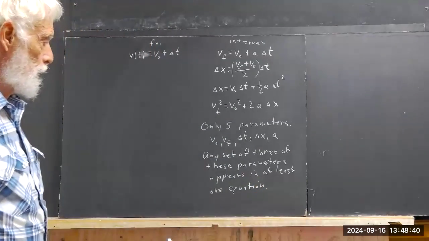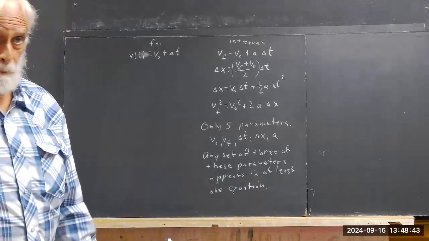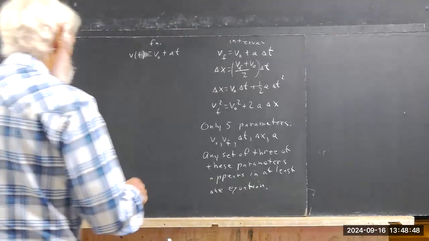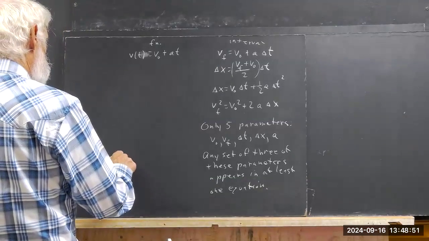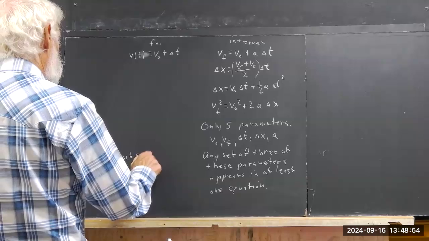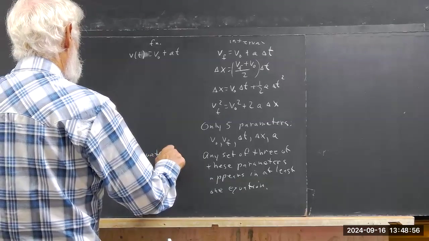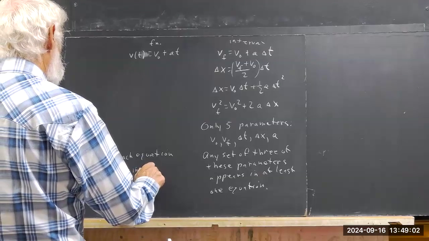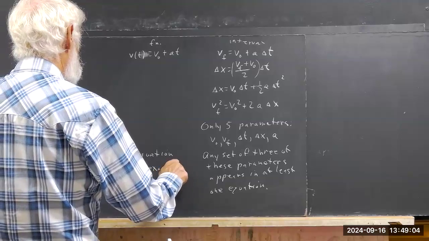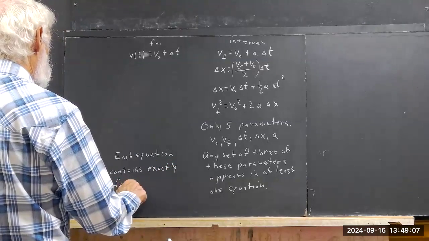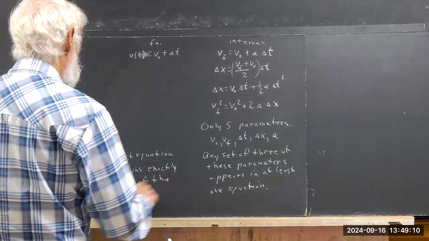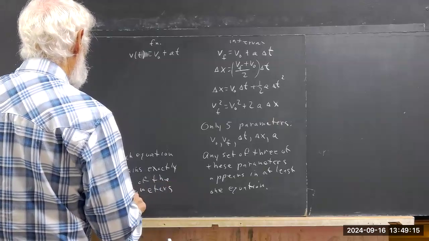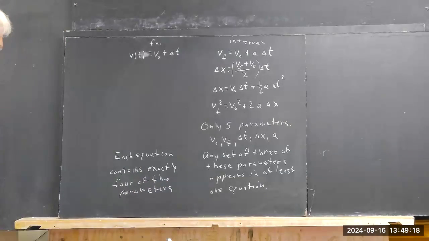Any set of three of these parameters appears in at least one equation. Okay. And each equation consists of exactly four of the parameters.